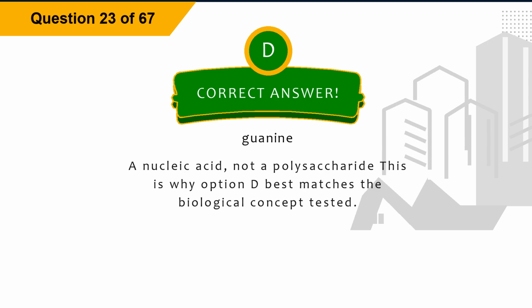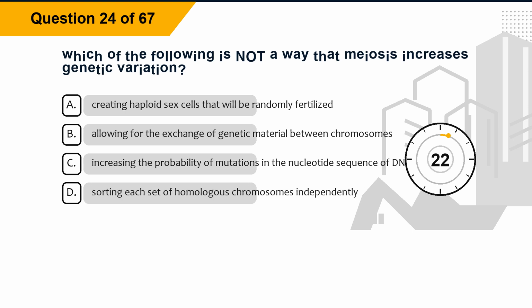Explanation. A nucleic acid, not a polysaccharide. This is why option D best matches the biological concept tested. Question 24. Which of the following is not a way that meiosis increases genetic variation? Option A, creating haploid sex cells that will be randomly fertilized. Option B, allowing for the exchange of genetic material between chromosomes. Option C, increasing the probability of mutations in the nucleotide sequence of DNA. Option D, sorting each set of homologous chromosomes independently.